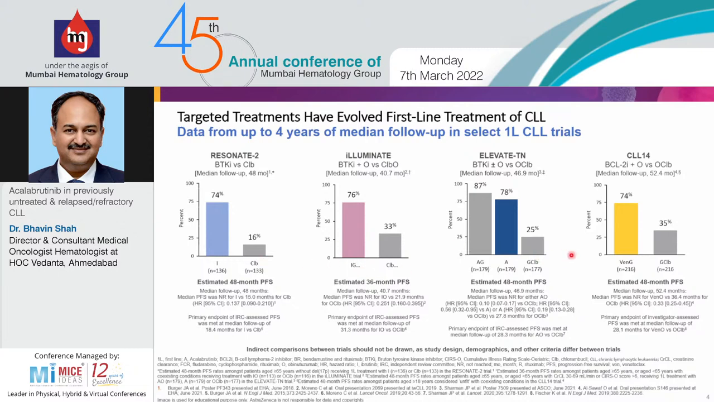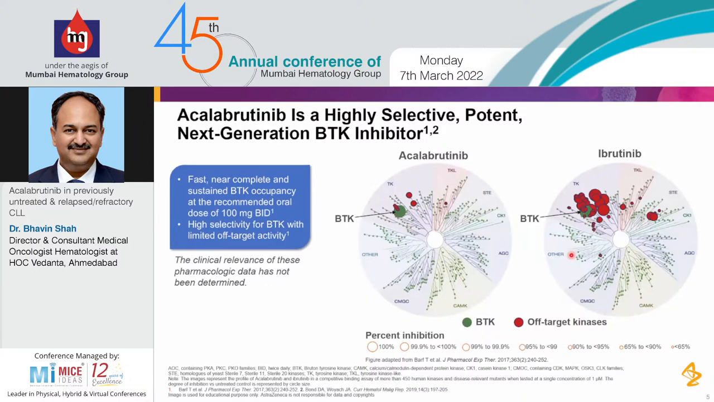And we can see on these figures that each of these targeted therapies has shown a significant improvement in progression-free survival compared to chemoimmunotherapy. In this talk, we will talk specifically on acalabrutinib, and we all know that it is a highly selective, potent next generation BTK inhibitor. So it has highly specific activity against BTK enzymes, and it has minimal off-target activity. And because of that, the class-specific effects of BTK inhibitors are less compared to ibrutinib.